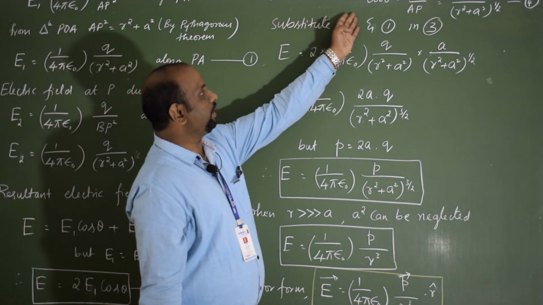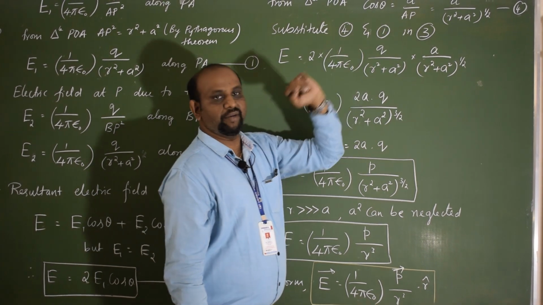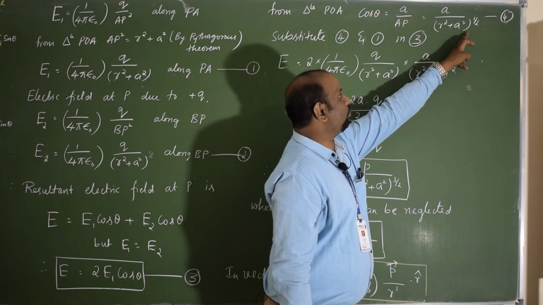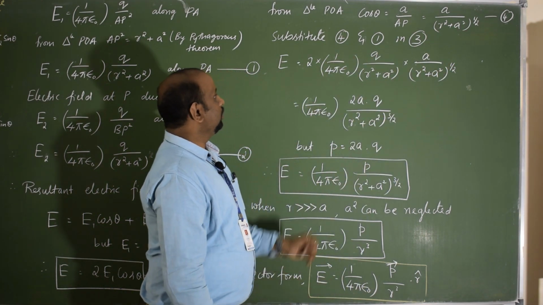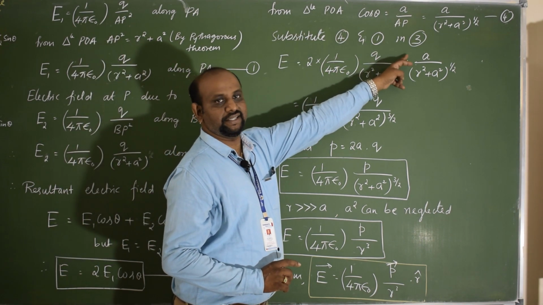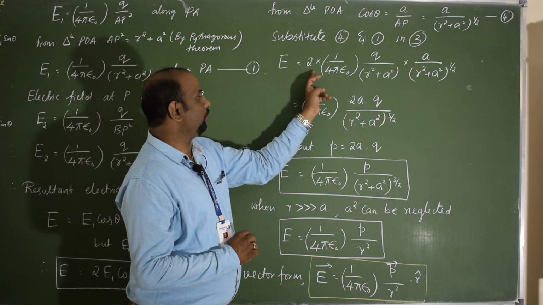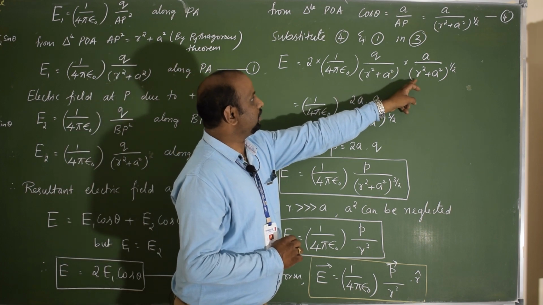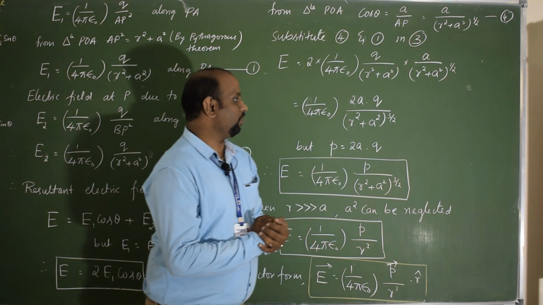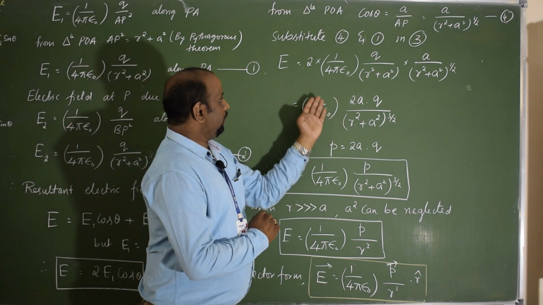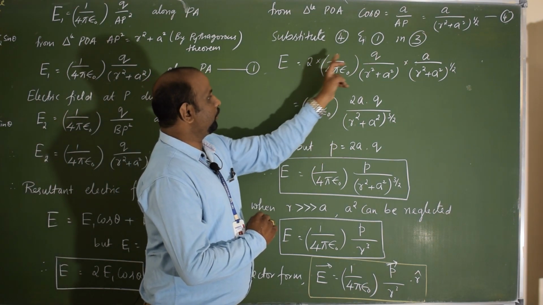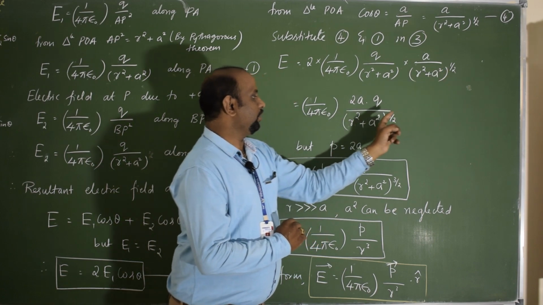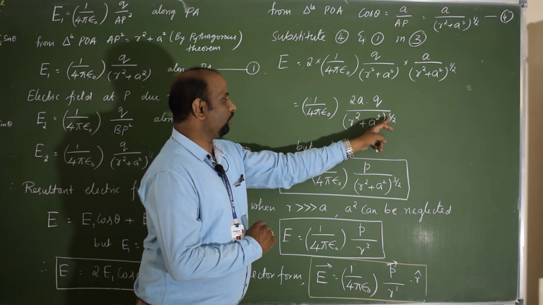From the triangle POA, cos theta is equal to a divided by AP, that is, adjacent side by hypotenuse. The adjacent side is a and the hypotenuse is (r square plus a square) to the power of 1 by 2. Call this equation number 4. Substitute 4 and 1 in 3. So E is equal to 2 into 1 by 4 pi epsilon naught, Q divided by (r square plus a square), and cos theta is a divided by (r square plus a square) to the power of 1 by 2. Then it can be written as 1 by 4 pi epsilon naught, 2aQ divided by (r square plus a square) to the power of 1 plus 1 by 2, that means 3 by 2.